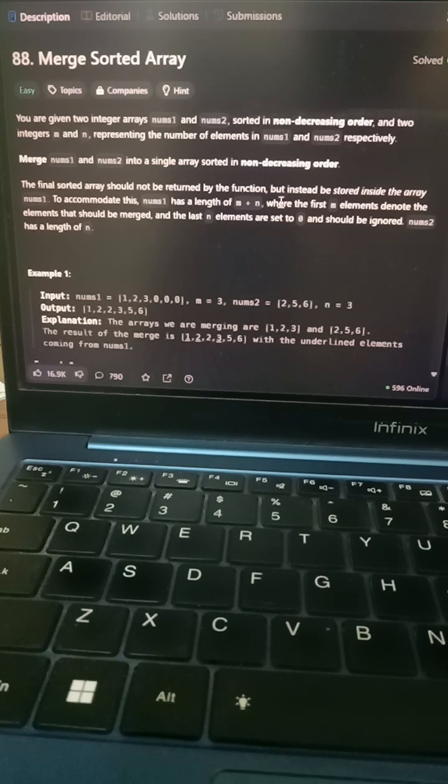The first m elements denote the elements that must be merged, and the last n elements are set to 0 and should be ignored. So this is just to remind us. I hope you have read the question.